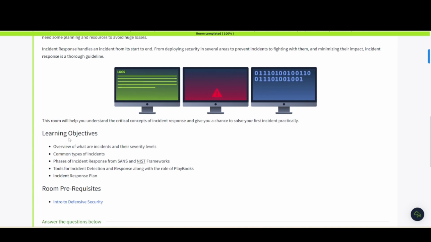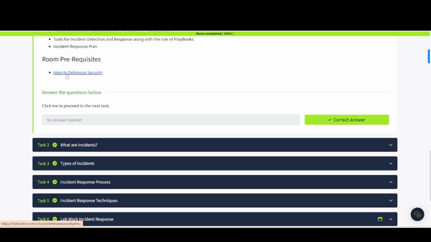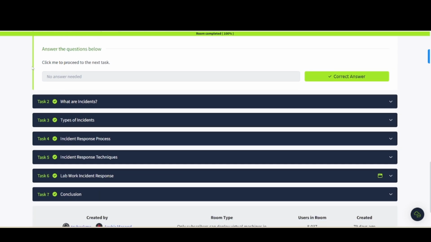incident practically. Learning objectives: overview of what incidents and their severity levels are, common types of incidents, phases of incident response from SANS and NIST frameworks, tools for incident detection and response, along with the role of playbooks and the incident response plan. It says room prerequisites. They recommend that you check out Intro to Defensive Security if you haven't done already. So we've already read through this.